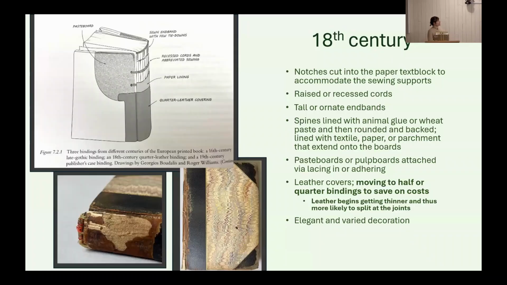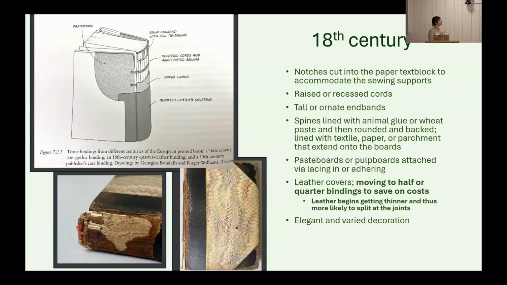So moving into the 18th century, we're seeing a lot of the same styles. You're seeing cuts into the paper to accommodate the recessed sewing supports. Some are still raised, but predominantly recessed. Ornate end bands. Again, people are expecting to see end bands, even though, as you can see here, this is the book I have on the table and also in the diagram, very, very few tie downs, so not really an important element anymore.